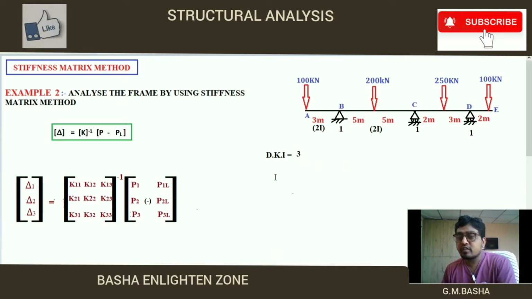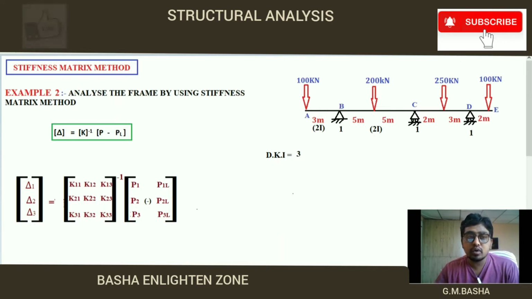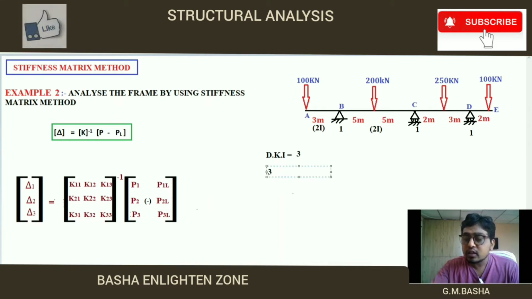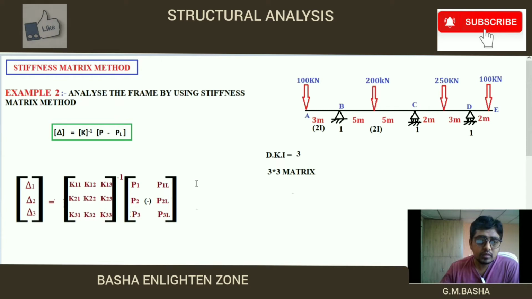If our degree of kinematic indeterminacy is equal to 3, therefore you will get 3 unknown displacements to solve this problem, and it is in the form of 3 by 3 matrices. If your degree of kinematic indeterminacy is equal to 2, it will be 2 by 2 matrices. If it is equal to 4, it will be 4 by 4 matrices. If it is equal to 1, it will be only a 1 by 1 matrix. That is solved by using this general equation, so you have to modify this general equation in the form of 3 by 3 matrices.